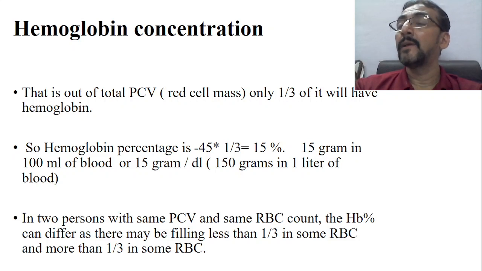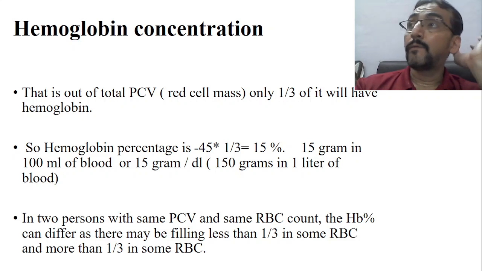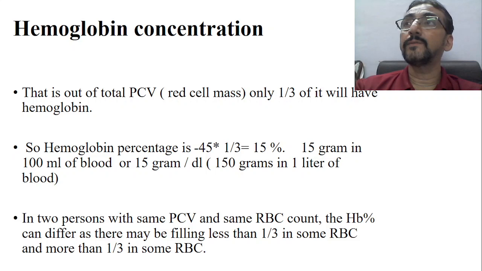एक में 1/3 है, so if you take 100 ml of the blood, the total 500 millions of RBCs are there in 100 ml blood, and out of this, only about 15% of hemoglobin is present. 15%, this is for the normal person. Okay, I think you got it. So hemoglobin percentage is 45 into 1/3, that is about 15%. That is 15 grams of hemoglobin is present in 100 ml of the blood.